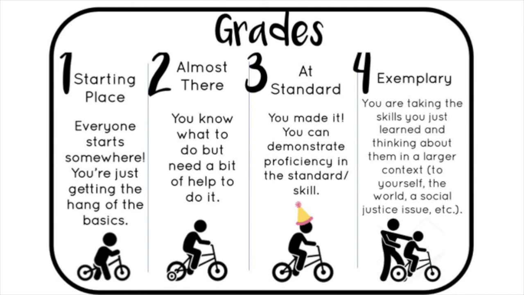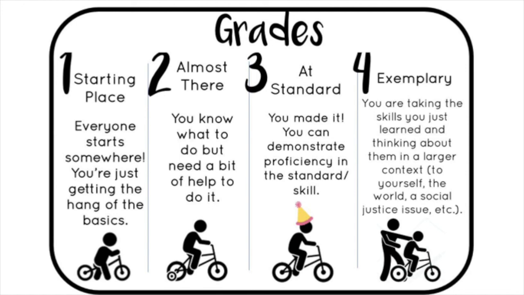Number 2 is an almost there, which is generally a student can do the skill or understand the content with assistance. And a 3 is at standard. 3 is proficiency has been demonstrated with the standard.